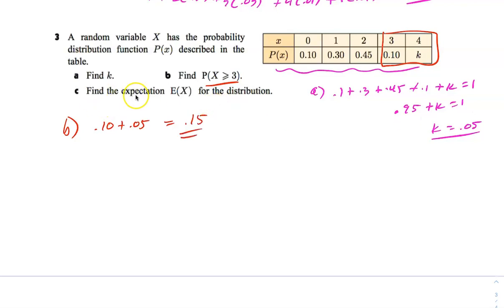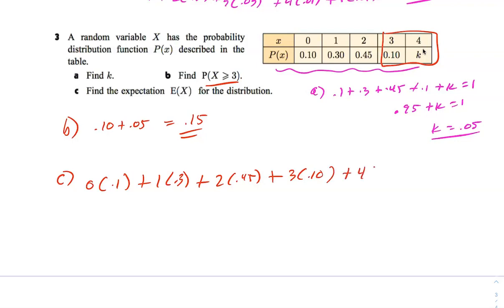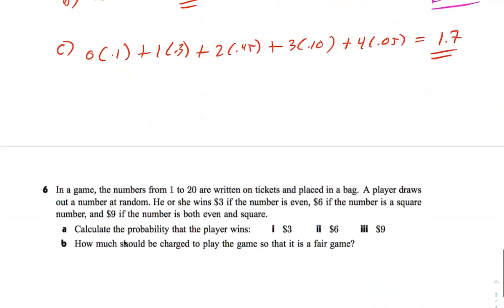C, find expectation for the distribution. So find expected value. Again, all we're going to do is multiply these together and add them up. Simple. 0 times 0.10 plus 1 times 0.3 plus 2 times 0.45 plus 3 times 0.10 plus 4 times 0.05 equals, and again, I'll just plug this into the calculator, and I get 1.7. So there you go. So simple. We've done that many times.